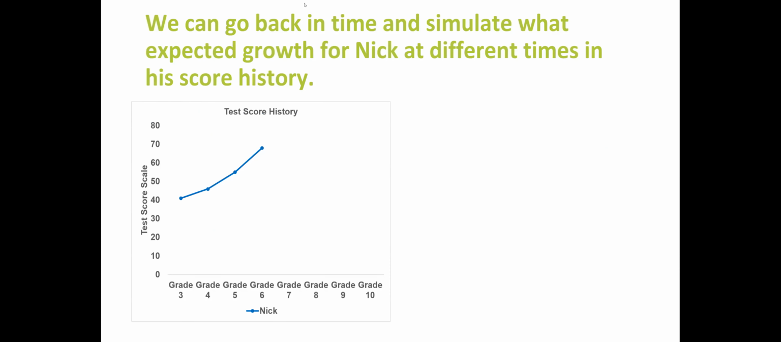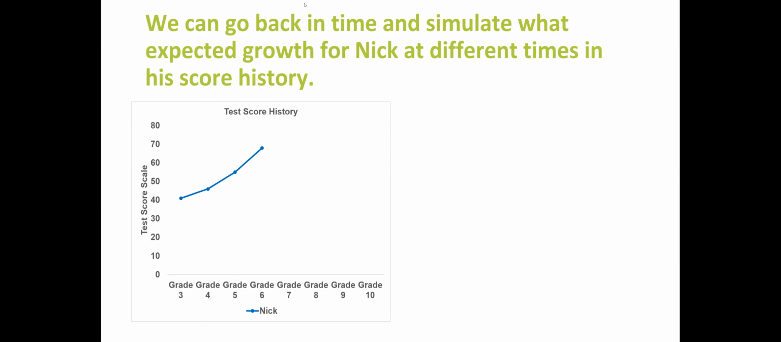Okay, take a look at Nick's history. This is the exact same history we saw on the prior slide. We can go back in time and simulate what the expected growth would be for Nick at different times in the score history. This is an important piece to pay attention to. Take a look at Nick in grades 3 through 6. This is the score history that we would be using to estimate what we would expect Nick's achievement score to be in grade 7.